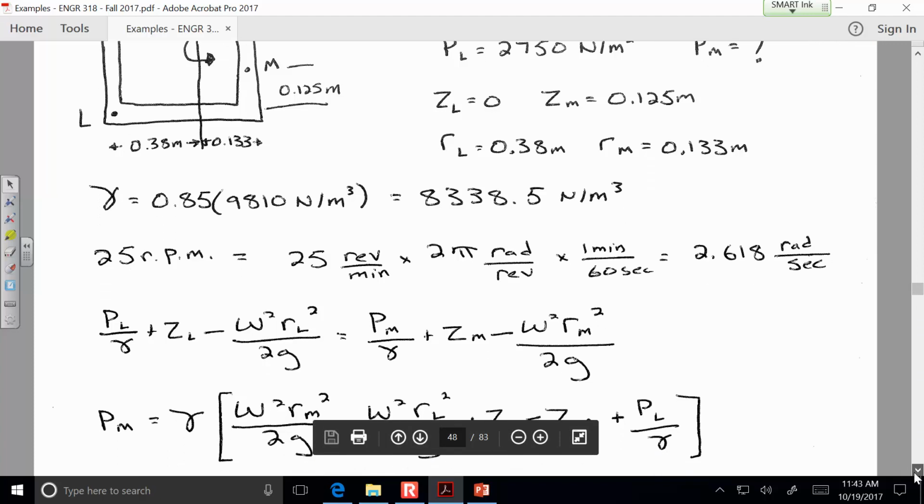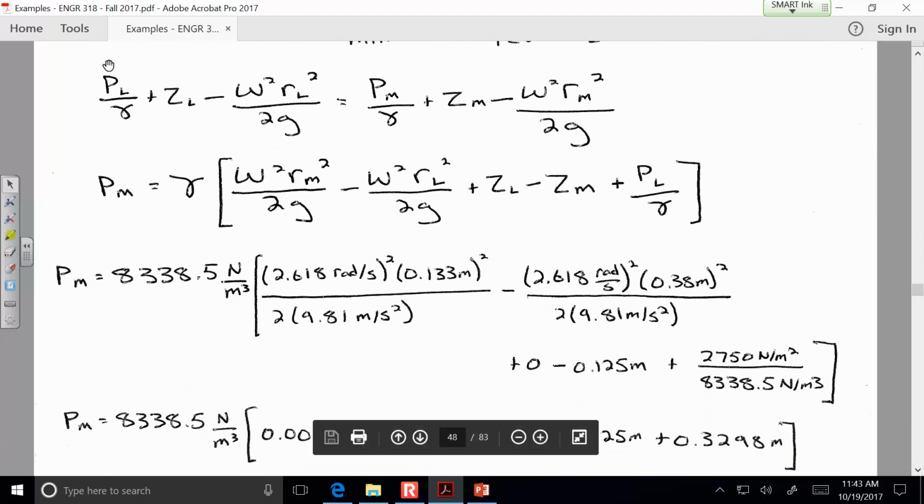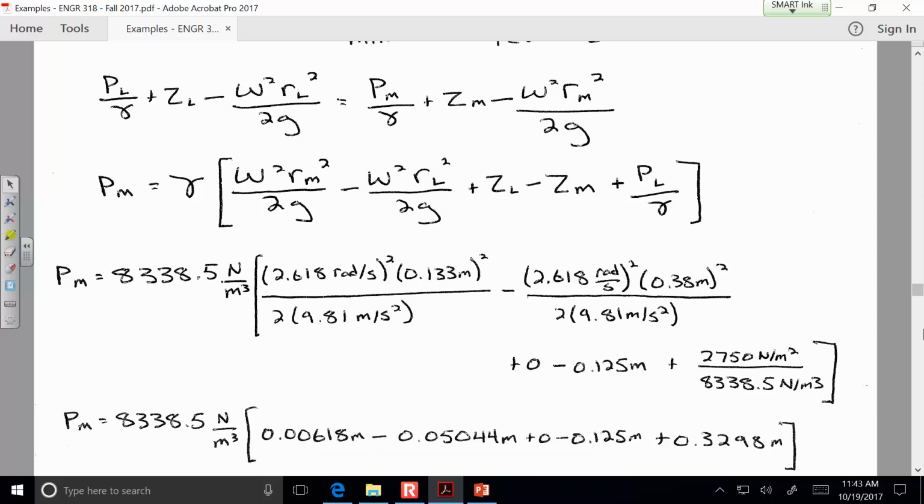So here, we just do some algebraic rearrangement to isolate the unknown variable P sub M, the pressure at M, that right leg that's elevated.